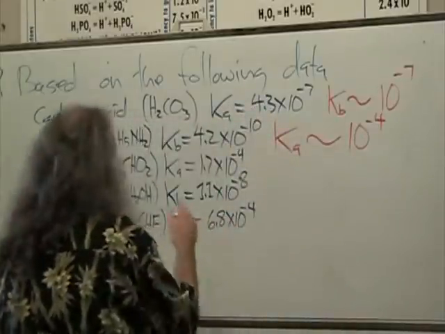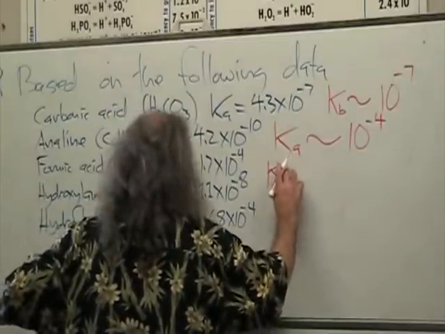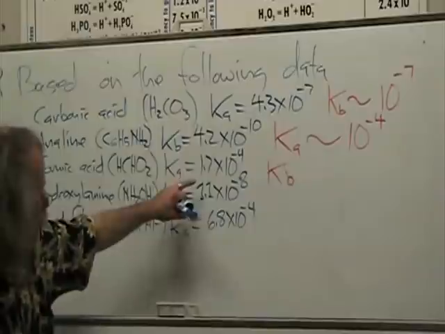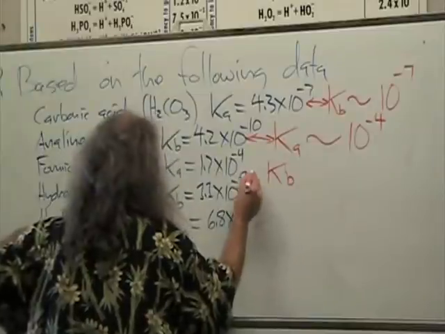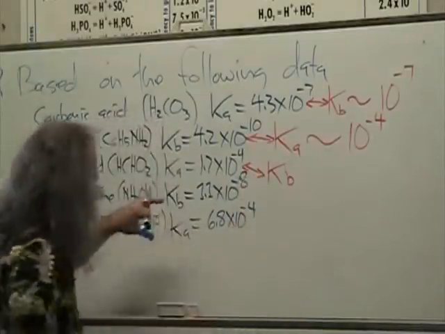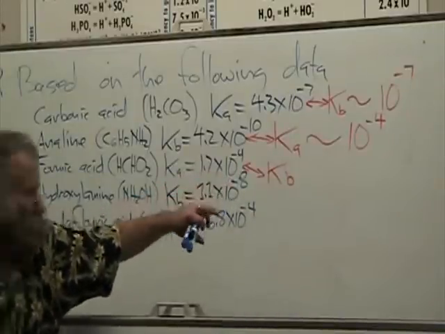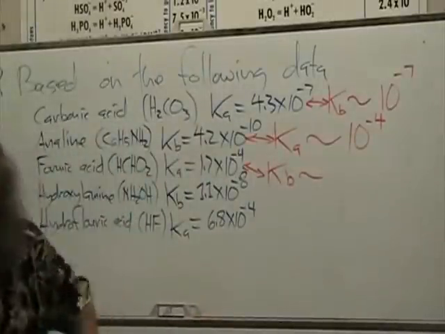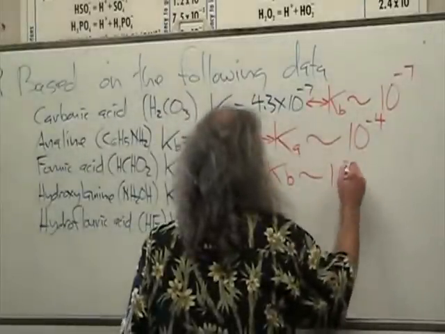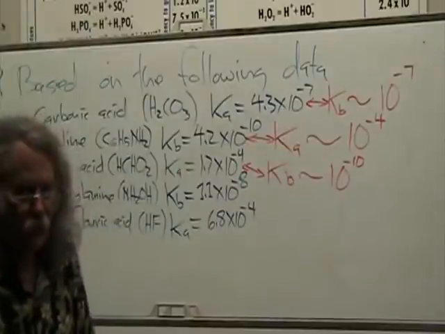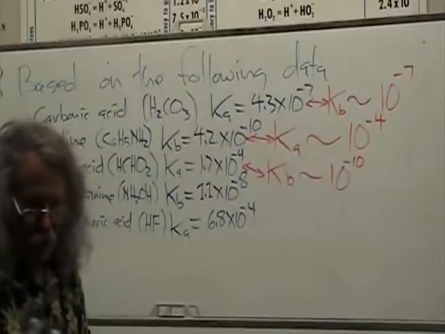This one is 10 to the minus 14, so KB, well, the conjugate base, I'm going to put a line there, a line there, and a line there. This would be something you do on scratch paper. KB is going to be about equal to 10 to the minus 4. 10 to the minus 14 divided by 10 to the minus 4 is going to be around 10 to the minus 10. It's not too tough, is it? We don't need to be that exact. We're going qualitative. We have a lot of range here.